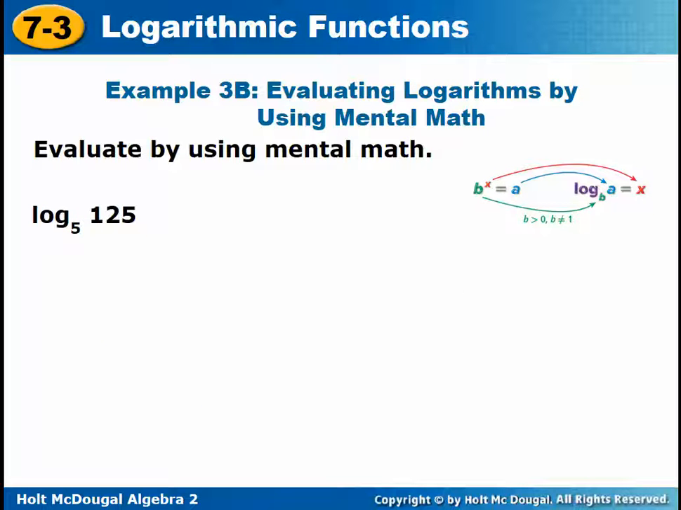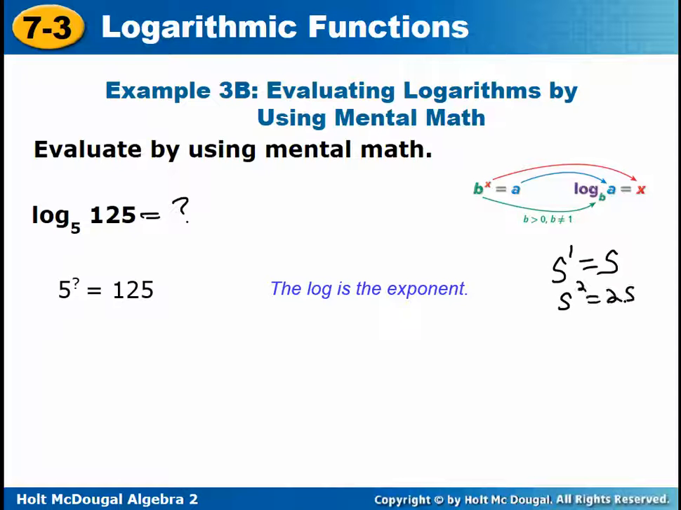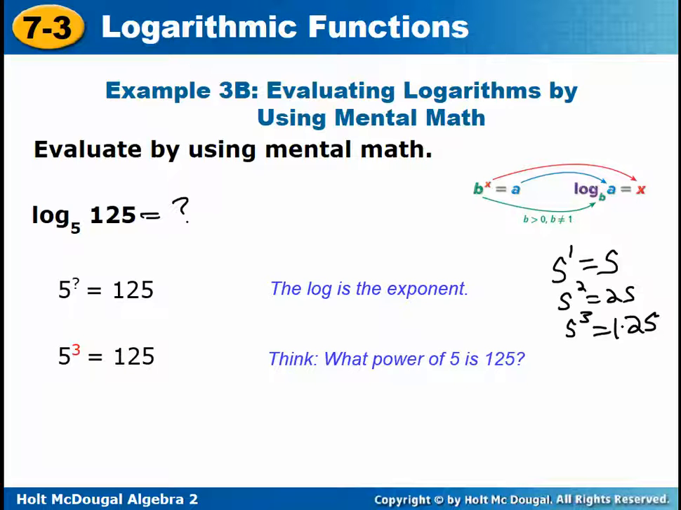This one, they tell us that the base is 5, so let's rewrite this in exponential form so we can make a little more sense of it. That would mean that we have 5 as our base to what power is equal to 125. And again, you might say on your paper, well, I know 5 to the 1 power is 5. 5 squared is 25. It's greater than 1, so I know that the answer is going to be positive. And it turns out that 25 times 5 is 125. So the missing exponent is 3, which means that the log base 5 of 125 is equal to 3.